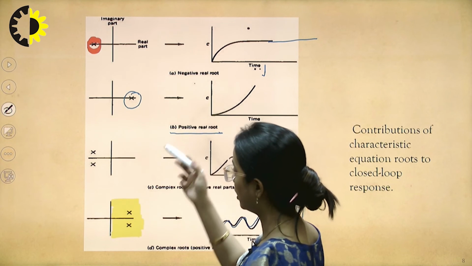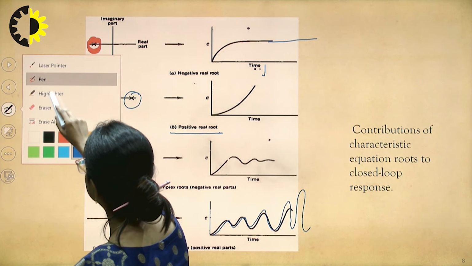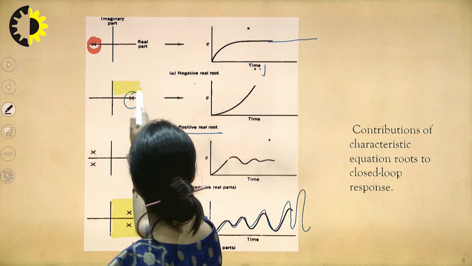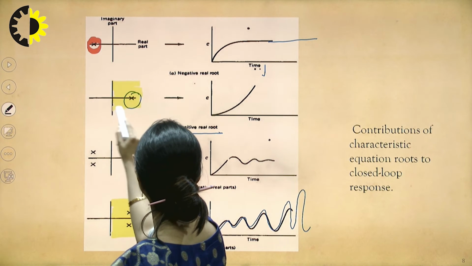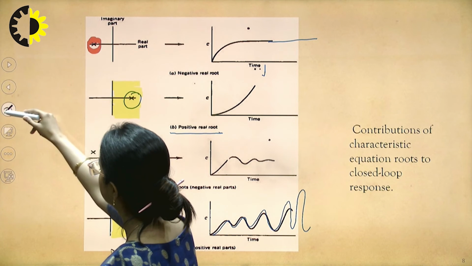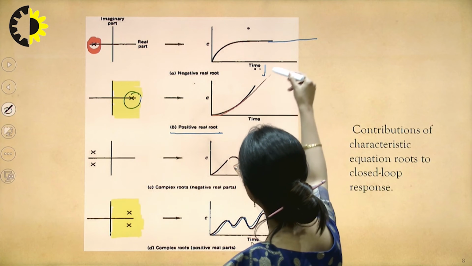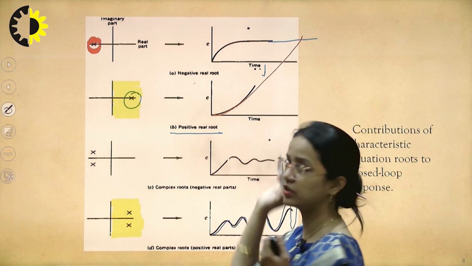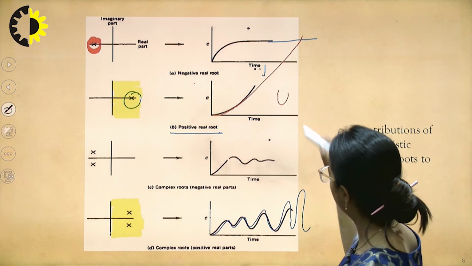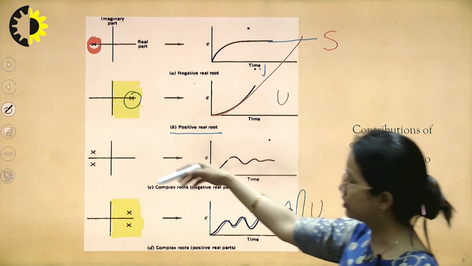Next, we can see that it is a positive real root. Again, we have to notice that it is coming in the region of the right hand side of the S plane. The right hand side of the S plane, we are telling this system to be unstable, and you know it is going like this. Now where it is going, I am not able to predict. So it is unstable. This one is stable.